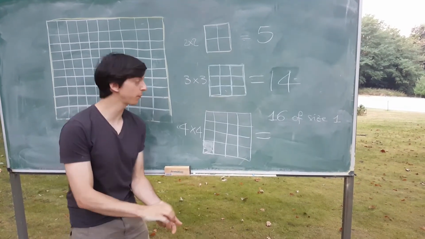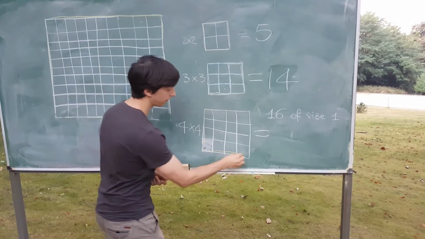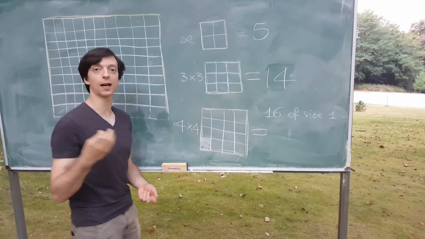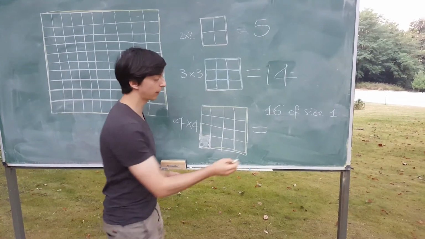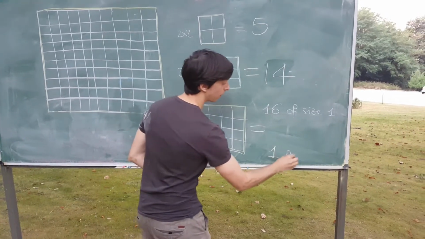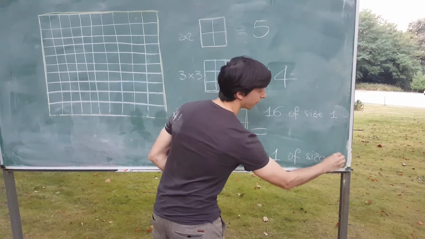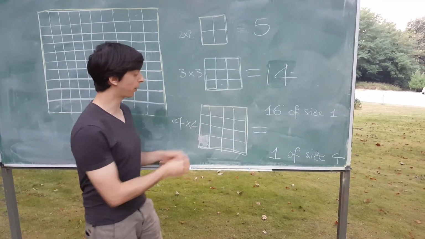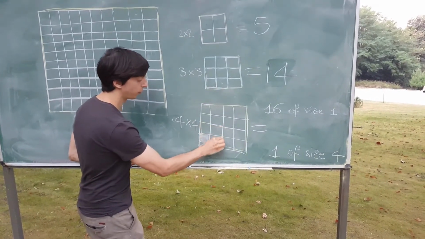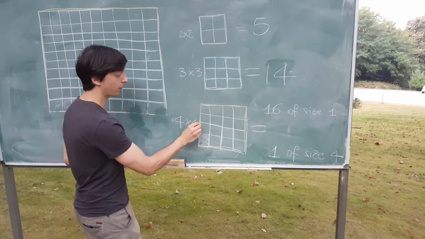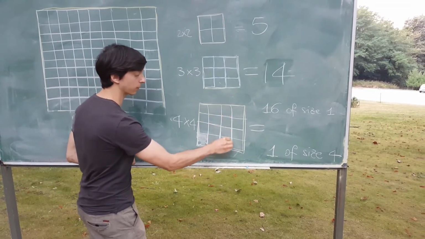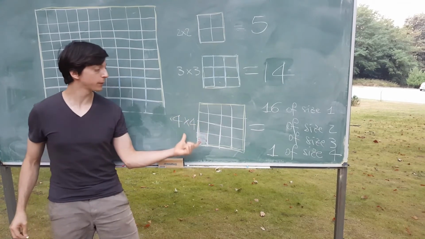As we observed before, we always have a big one. And we always have exactly one of them. So let me write here 1 of size 4. Now I want to count the ones of size 2, like this one, and the ones of size 3, like this one. I want to count the squares of size 2 now.